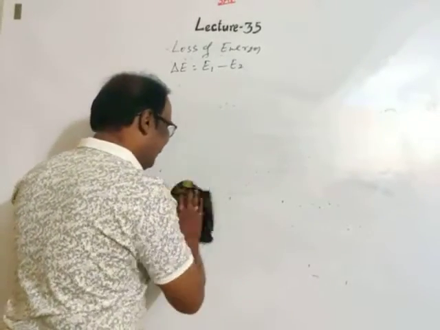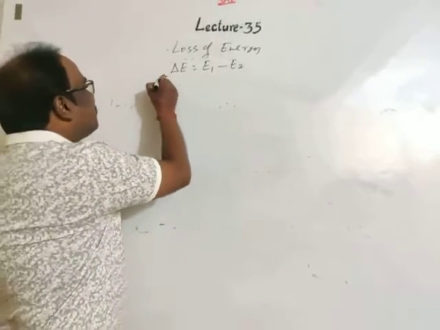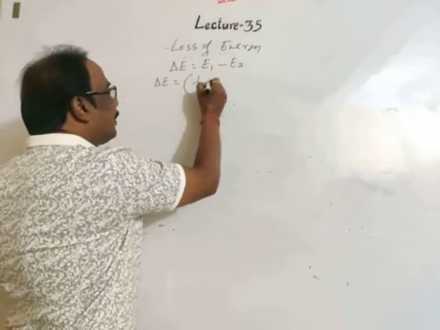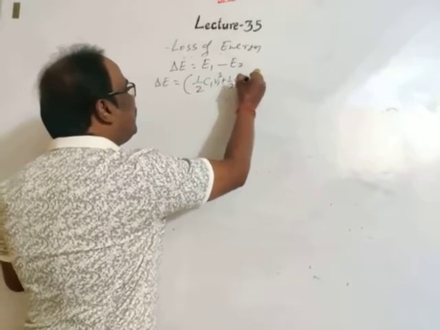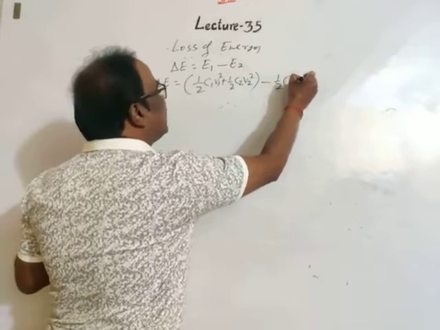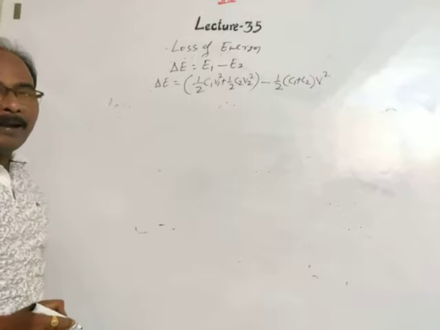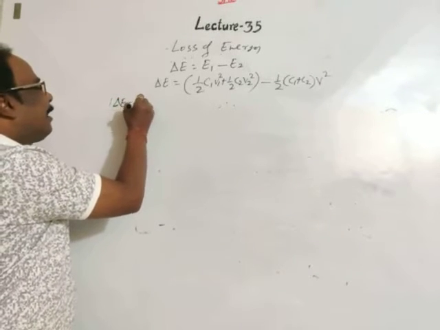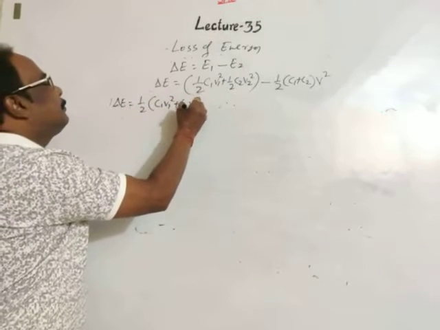We have already found all the formulas, the respective relations for E1 and E2. So delta E is equal to E1, total energy before contact, half C1 V1 square plus half C2 V2 square, minus E2, total energy after contact. Total capacitance is C1 plus C2 and common potential is V, half CV square, right? So delta E is equal to half C1 V1 square plus half C2 V2 square, minus half C1 plus C2 times V square.